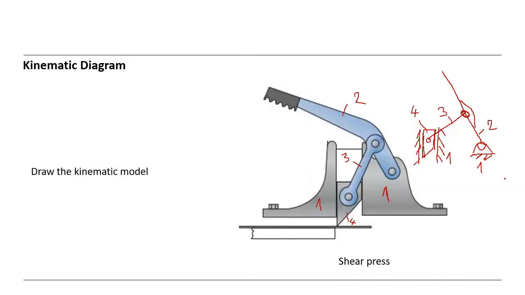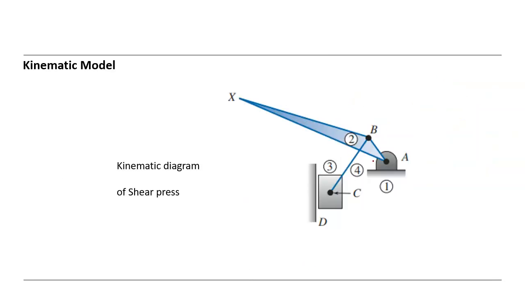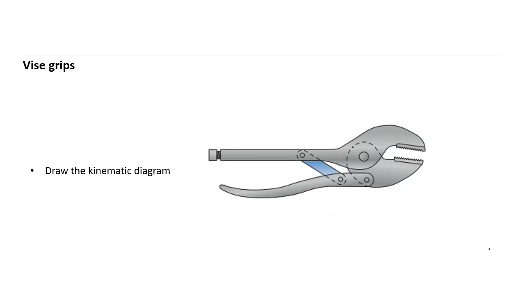But this is also, we have also the same mechanism here. Okay. So the kinematic diagram of the shear press seems like this. Let's have another example, like a vice grip. So you know that. So try to draw the kinematic diagram of these mechanisms.